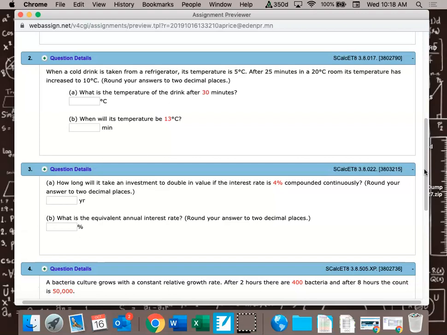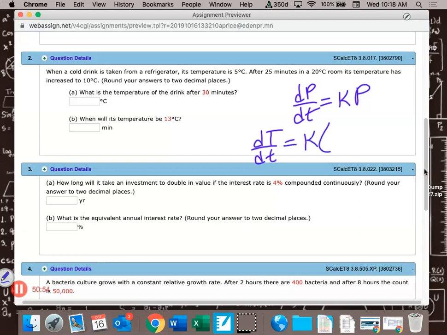So what Newton's law of cooling says: in normal, regular population growth, we get dP/dt equals kP. The rate of change in the population is proportional to the amount of the population at any given time. With Newton's law of cooling, it's dT/dt, where big T means temperature, is equal to k times the temperature of the object minus T sub S.